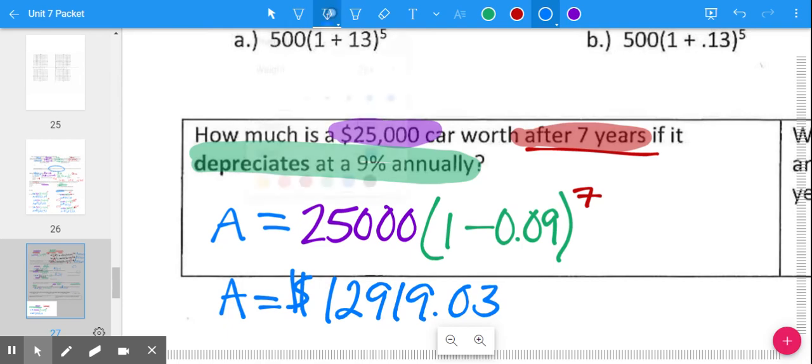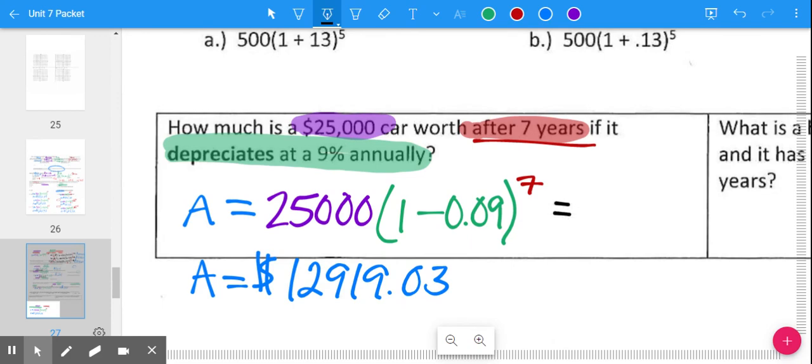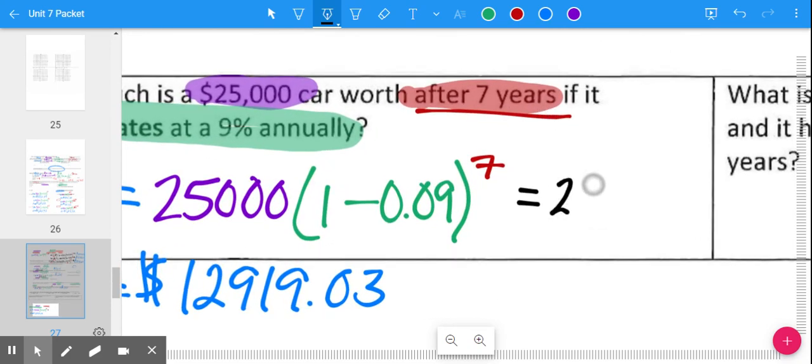So again, another way you could have written that equation that represents the same thing is 25,000 times 1 minus 0.09, which is 0.91, and then 7 in the exponent. So you know it's depreciation because the number inside the parentheses is less than 1. When you multiply something by a number less than 1, it gets smaller.